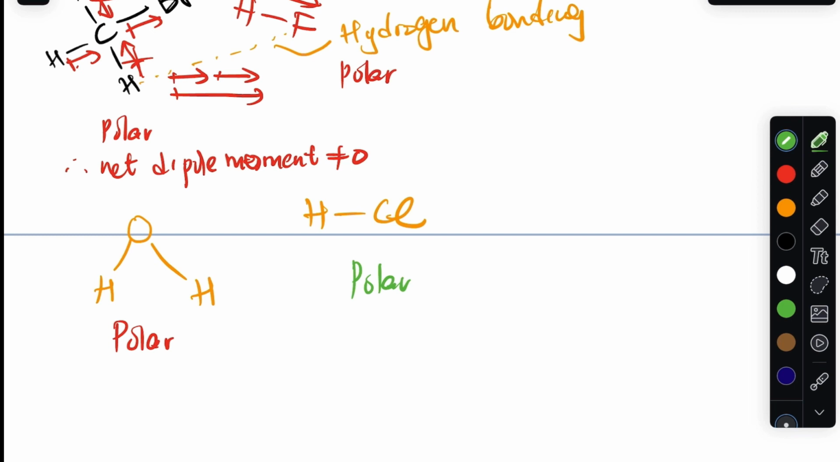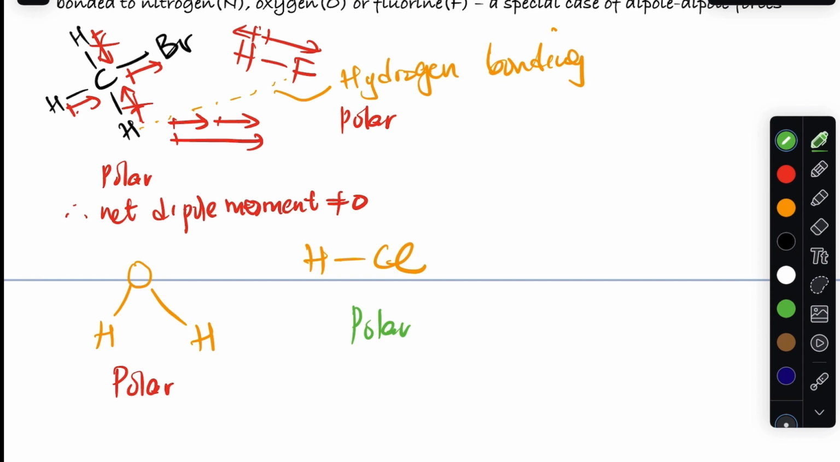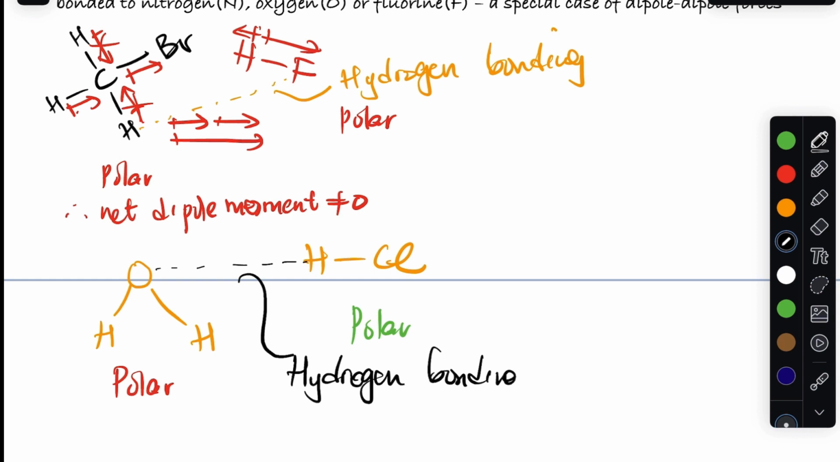But now let's look at one molecule. Does it have the NOF, which is nitrogen or oxygen? So we have this molecule. It has the oxygen. So the other molecule, we look at the hydrogen. It has the hydrogen, but it's polar as well. So the intermolecular force between this oxygen and the hydrogen, we call it a what? It's hydrogen bonding. It's hydrogen bonding.